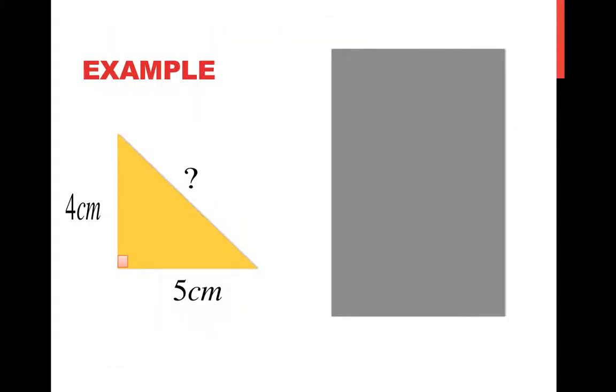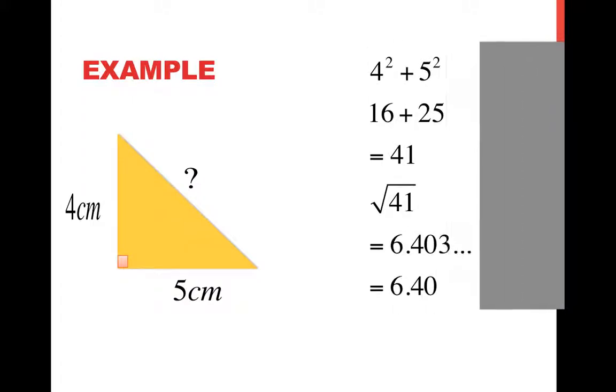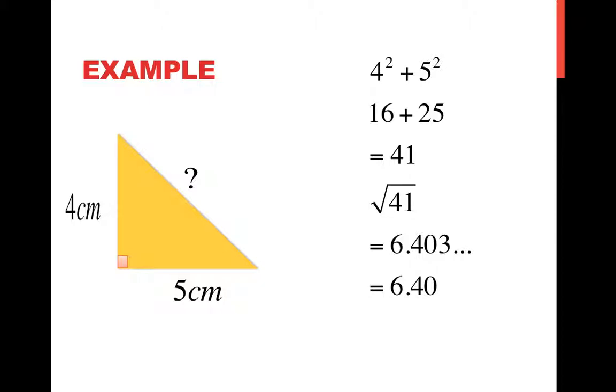Right, example. So as you can see, we have 4 centimeters here and 5 centimeters here, and we need to work out the hypotenuse, the longest side. So how do we do this? Well, we have 4 squared plus 5 squared, because remember a squared plus b squared, which is 16 plus 25. That's just 4 squared and 5 squared. Add them together, which gives us 41.